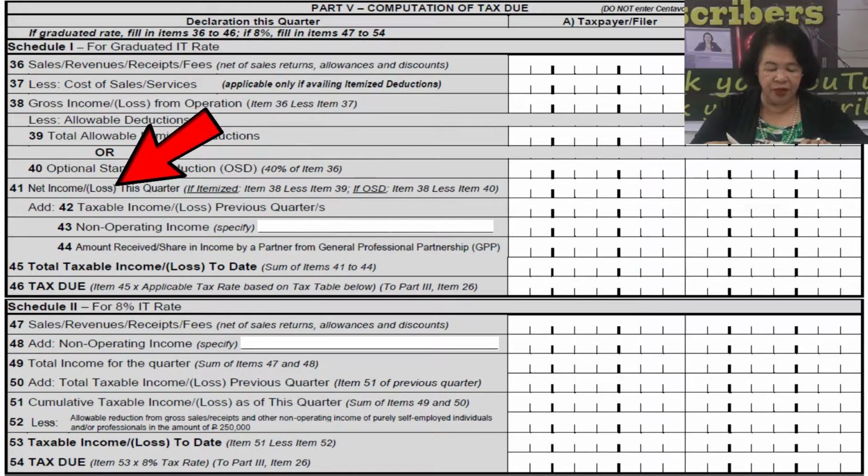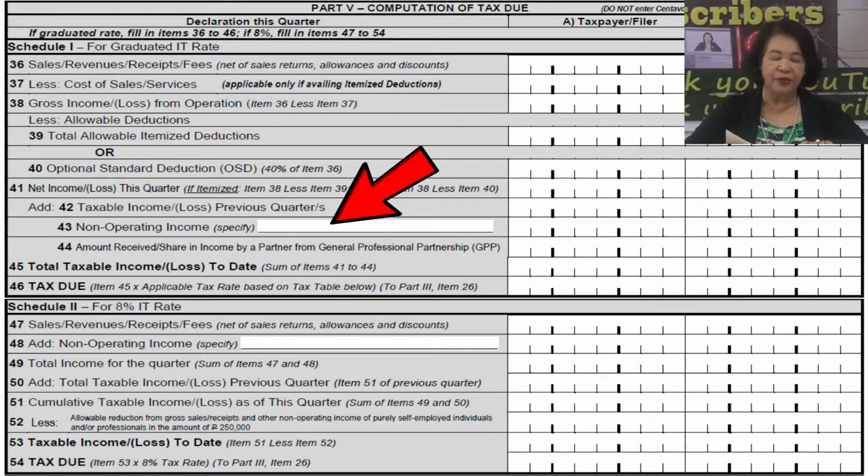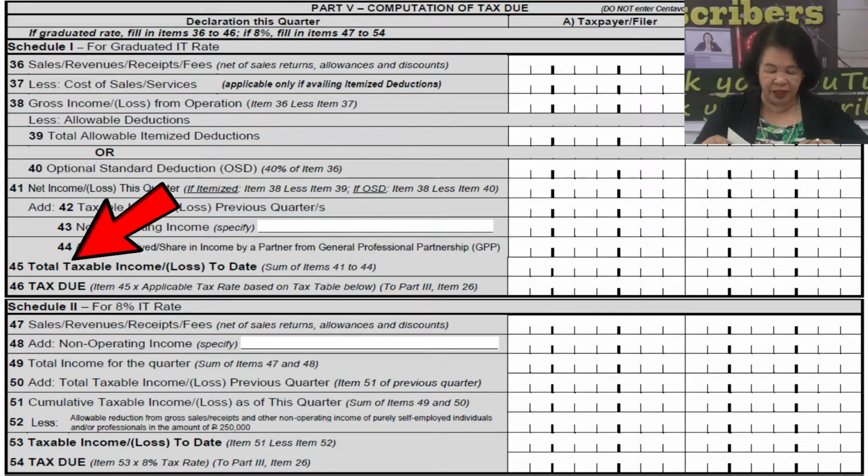So, line number 41 is the net income or loss of this quarter, no? Kasi quarterly nga itong ating form, no, na ipi-fill up. And then, kung meron na tayong add taxable income, kung meron pa tayong mga taxable income na iba, at saka yung non-operating income, and then the amount received or shared income by the partner from general professional partnership. And then we have the total taxable income or loss due to date. So ito yung i-multiply natin sa tax rate in order to get the tax due, no?